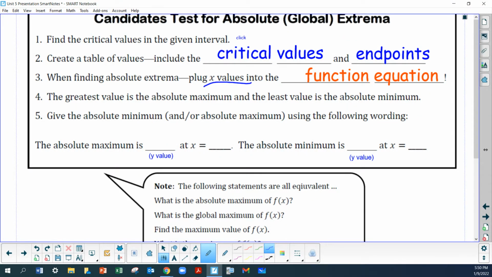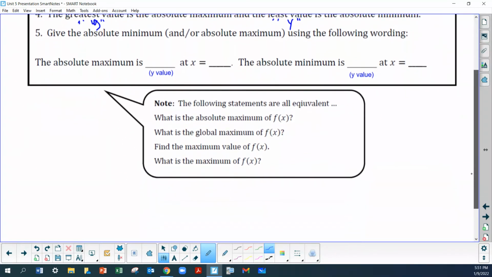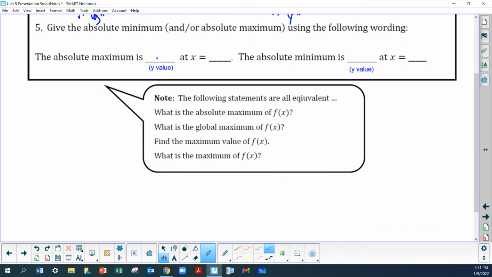The greatest value, that would be a y value, the greatest y, looks like g, doesn't it? The greatest y value is the absolute max, and the least y value is the absolute min. Give the absolute max and min using the following wording. I would say the absolute max is some y value located at x equals some number. The absolute min is also a y value located at an x location.